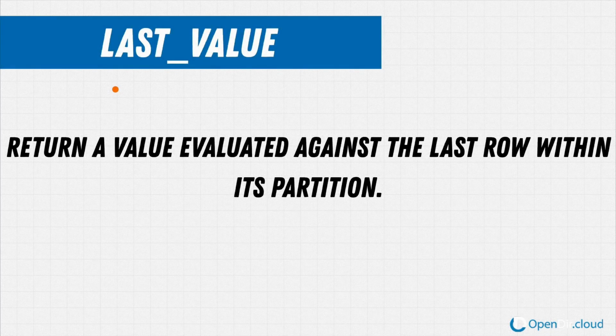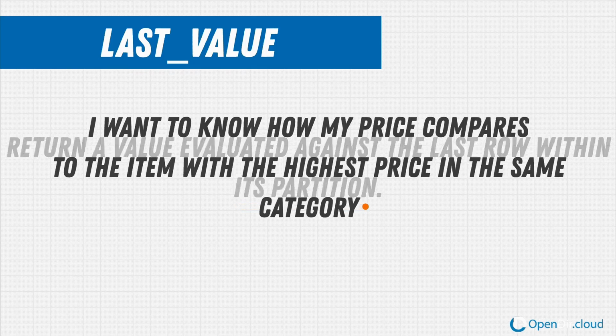So our next window function that we're going to dive deep into, and one that we're very familiar with at this point because we've solved so many issues with it, is last value. It returns the value evaluated against the last row within its partition. So how does that work?